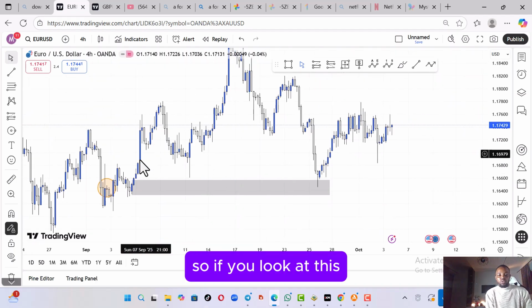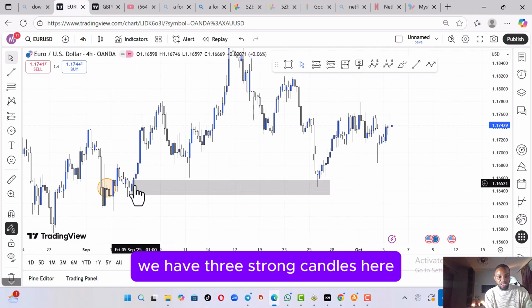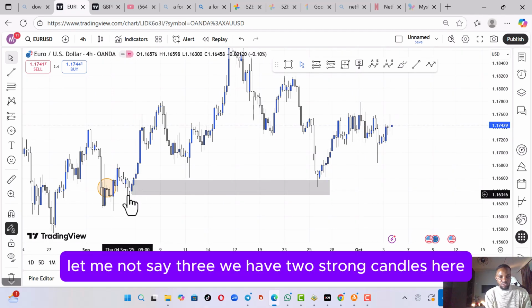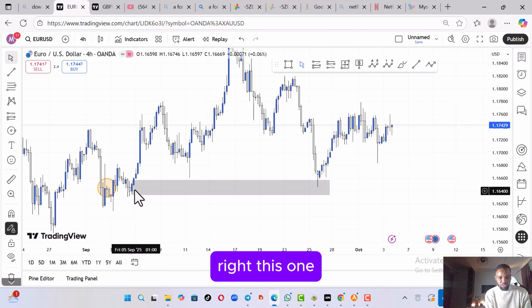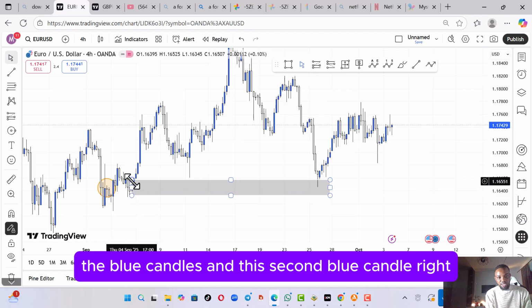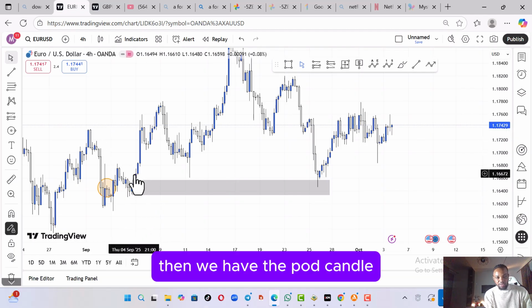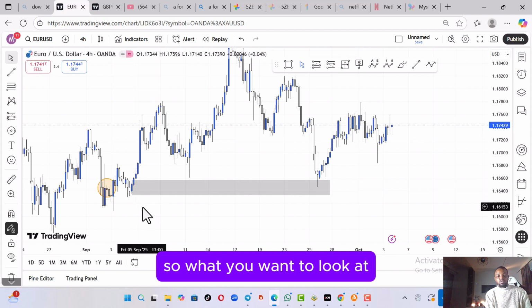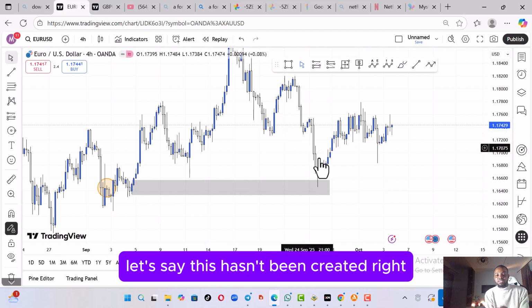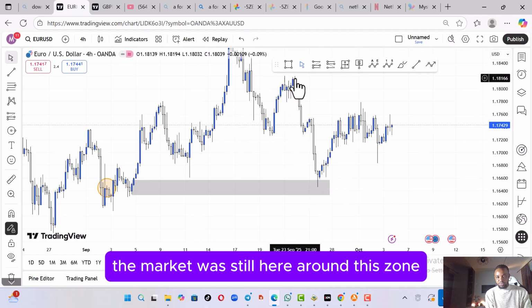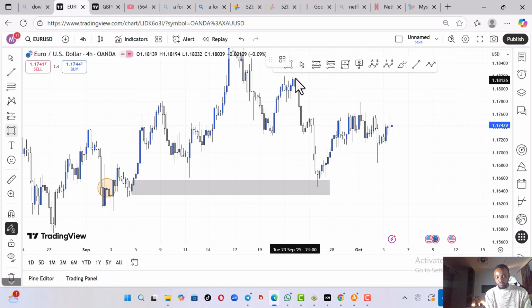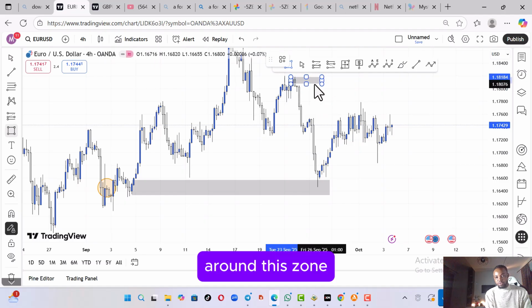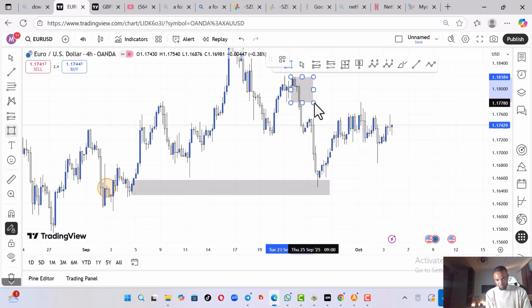So if you look at this, we have three strong candles here. Let me not say three. We have two strong candles here, right? This first blue candle and this second blue candle. Then we have the third candle. So what you want to look at, let's say this hasn't been created, the market was still here around this zone, right?